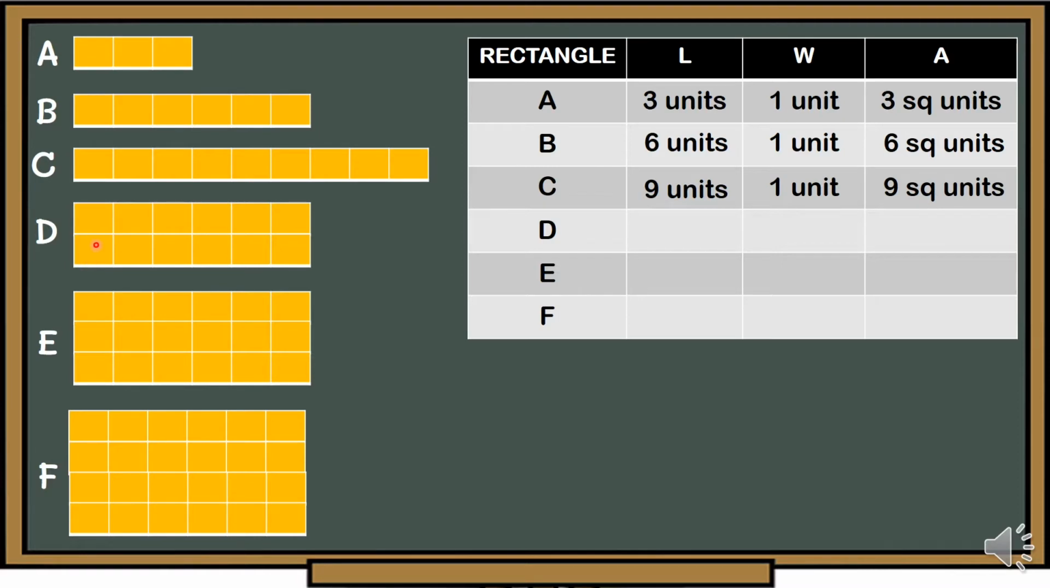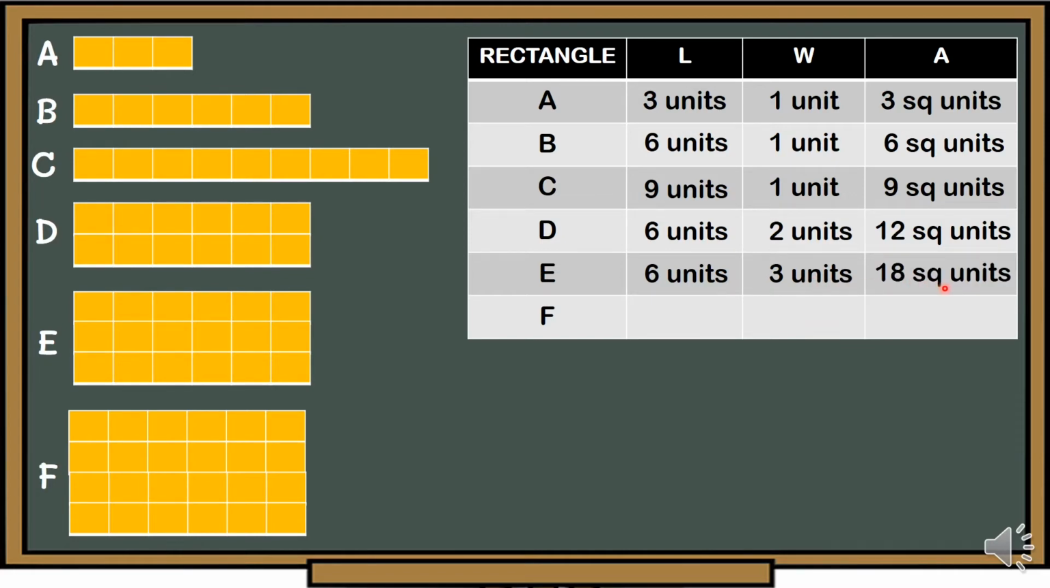Now, in rectangle D, we have 1, 2, 3, 4, 5, 6 units. Yung length is 6 units while the width is 2 units. The area of rectangle D is 12 square units. Let's now proceed to rectangle E. Rectangle E has 1, 2, 3, 4, 5, 6 units and 1, 2, 3 units na width, and whose area is equal to 18 square units. Rectangle F has 6 units na length and width 4 units. The area is 24 square units.